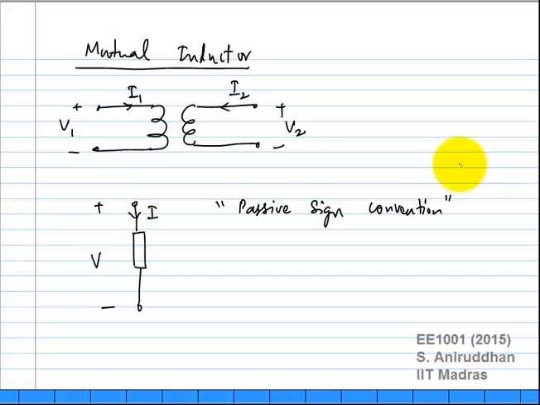Does anybody know what passivity means? What is passive with respect to electrical circuits? Anyways, just take it for now. In a few classes, we'll soon find out what we mean by a passive element. The opposite of this is an active element. But you will find that this is the passive sign convention, which is the most common convention followed. So in tomorrow's class, we'll continue with the mutual inductor and look at what the characteristics of a mutual inductance is.